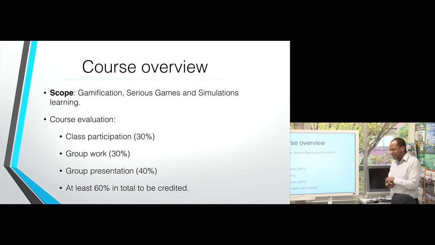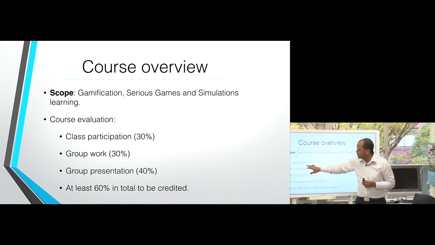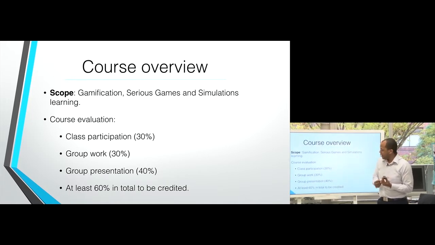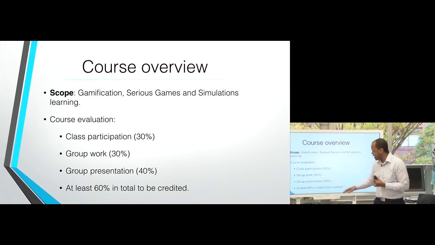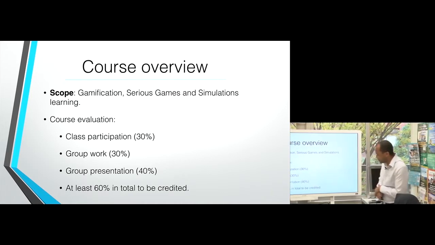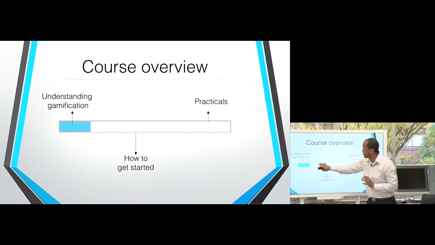And then the scope, the general overview of this class will be gamification, serious games, and simulation learning. And then the evaluation, 30% will be participation, group work, group discussions, and you will need at least 60% in total to be credited in this class. So today we start on this part. So we're going to progress throughout this progression line.